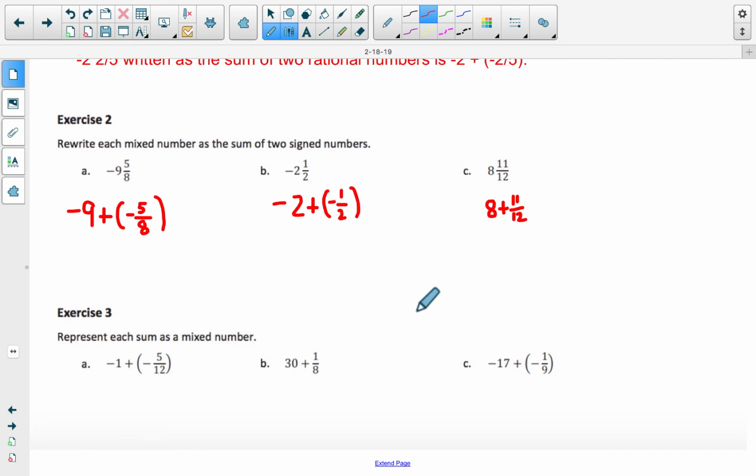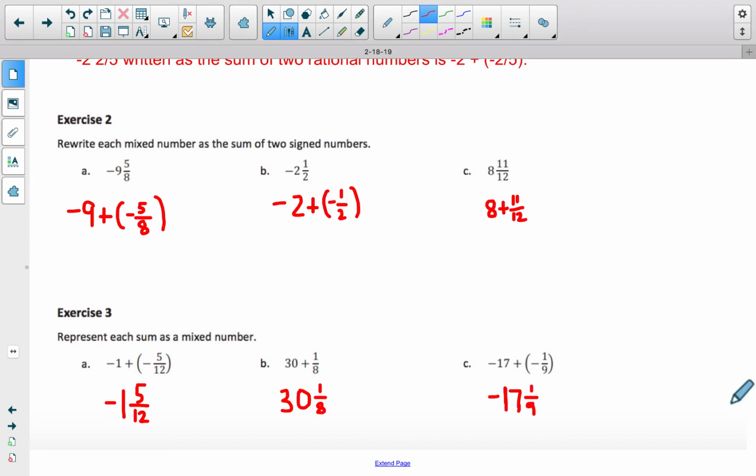Now I want you to look at exercise 3. What you're going to do with exercise 3 is actually work backwards. So we're going from having the sum of two signed numbers back to writing it as a mixed number. So work backwards, combine these together into one mixed number, then come back and check the video to make sure you did exercise 3 correctly.